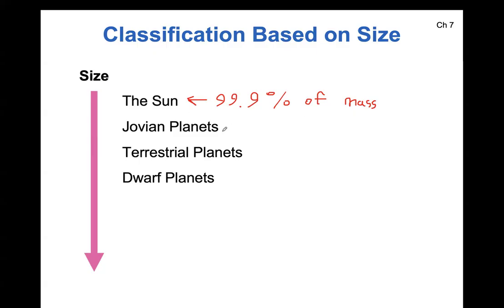Okay, but still there are some pretty big distinctions, because when you go down in size, you've got the Jovian planets way bigger than the terrestrial planets. So you have a difference here of, like, Jupiter being equal to 1,000 times the size of Earth in terms of its volume. Of course, Jupiter is the biggest of the Jovian planets, but still a pretty big distinction.